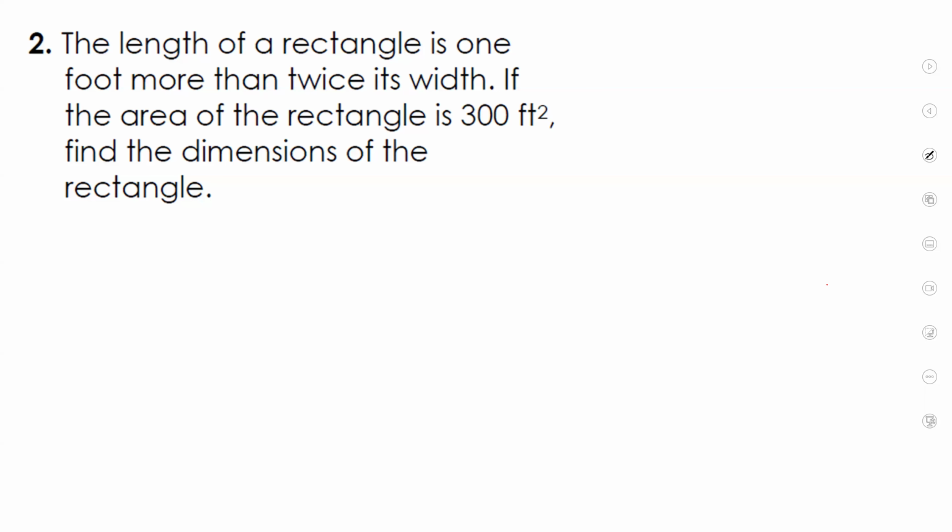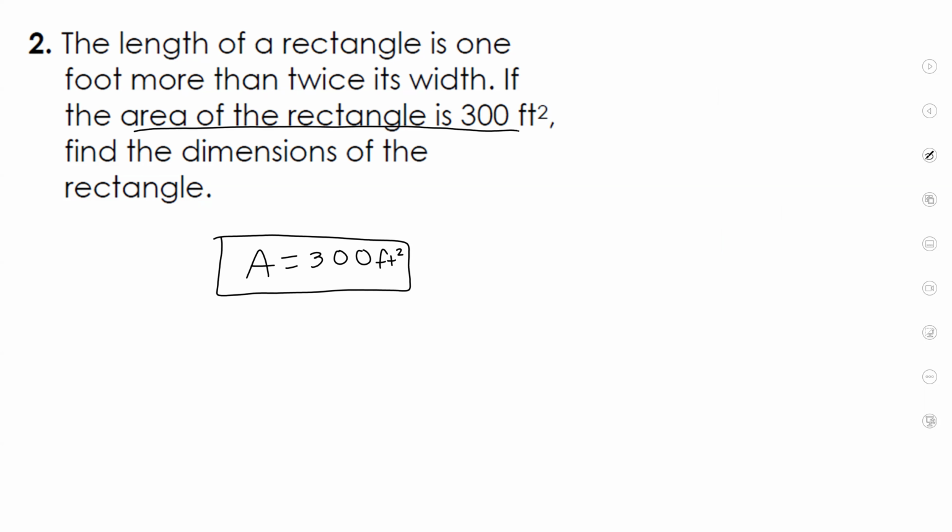Okay, so we have another rectangle. This is my rectangle. I know that the area is 300. That's what it says right here. The area of the rectangle is 300 feet squared. Now, it says the length of the rectangle is 1 foot more than twice its width. I'm going to pause here. I want you to try to set up the equation.